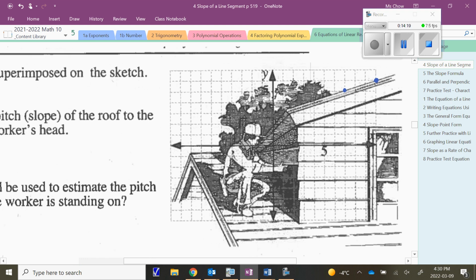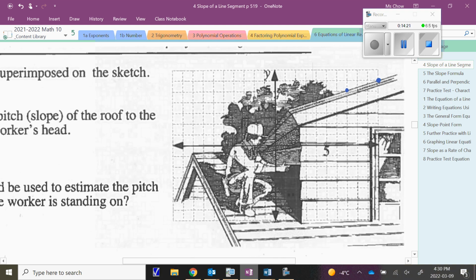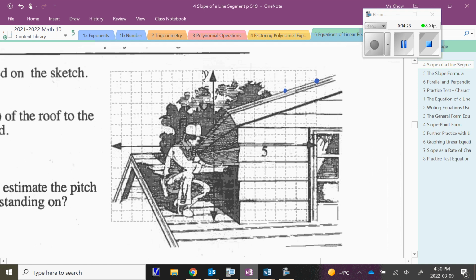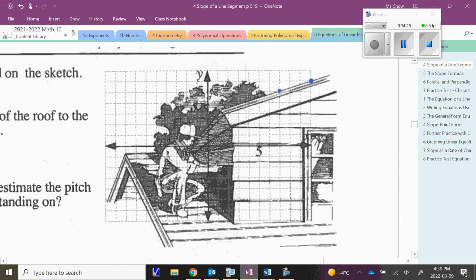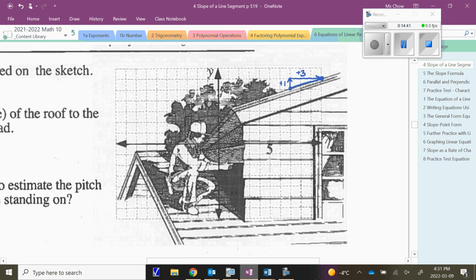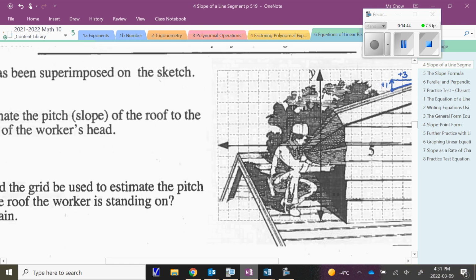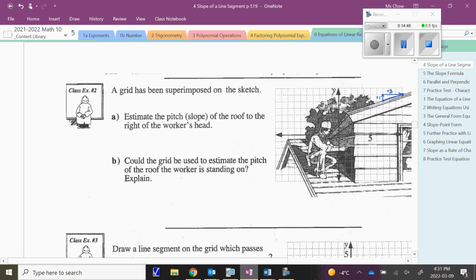Okay, and so if that's the case, we don't have to go from endpoint to endpoint. And so when we look at that, from here to here, we've got a rise of 1 and a run of 3. So I'm going up and to the right. That's why they're both positive. We can also see that the line is going up and to the right. So my estimate would be positive 1/3 for my slope.